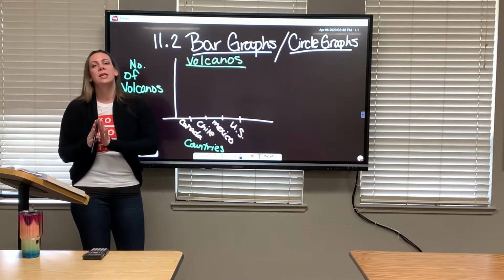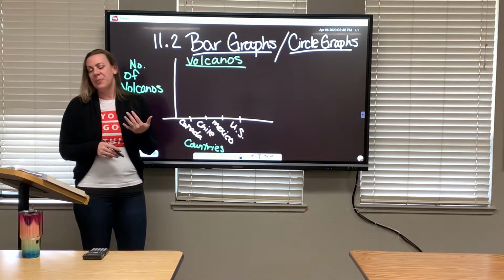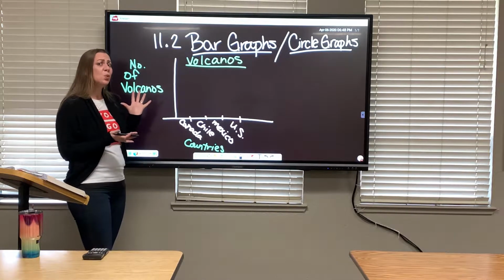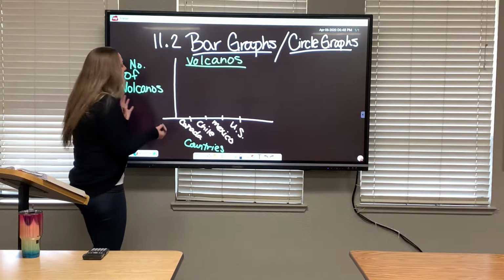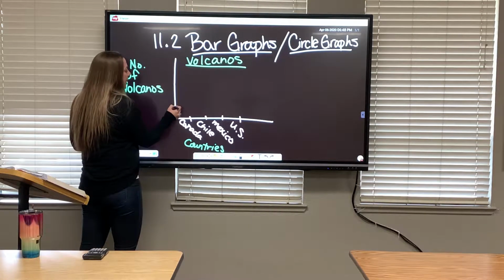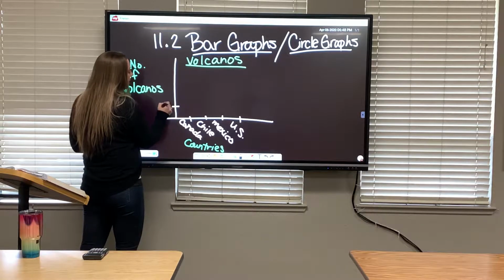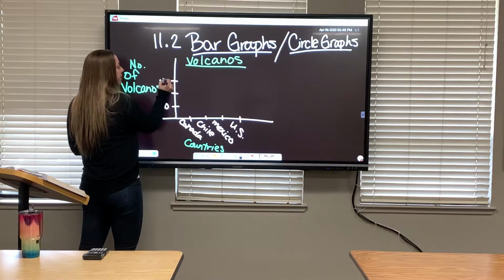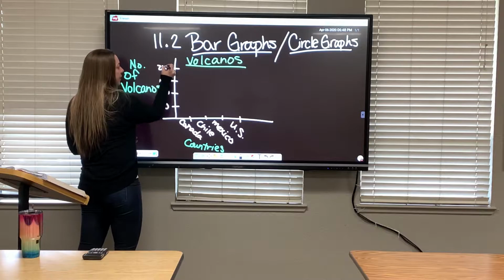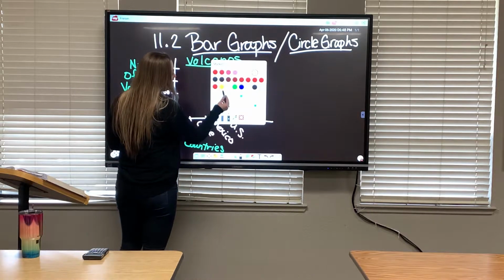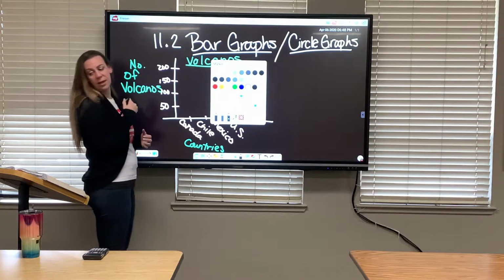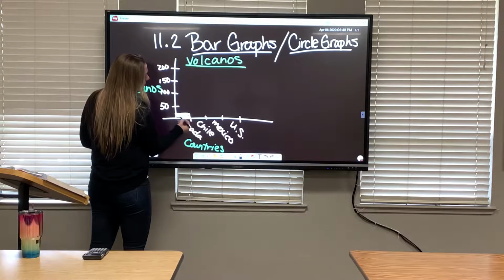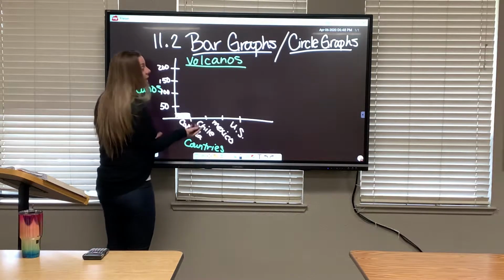So anywhere from 20 to 171. I want my numbers to make sense, and I didn't make this very big. So what I'm going to do is make my bars go by 50s. So I'm going to say 50 here, 100, 150, 200. So now I can create these bars, and Canada had 20, so that's going to be a bar right there. And so I just create a bar and I color it in.